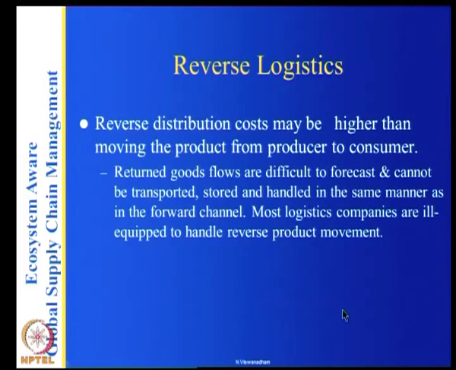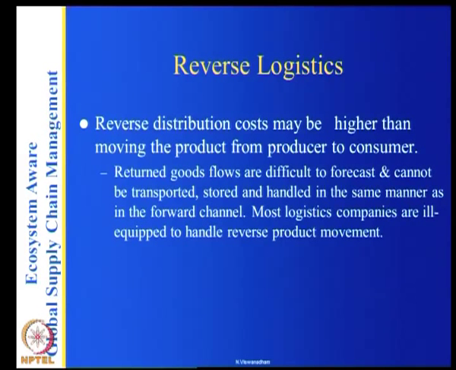And return goods flows are difficult to forecast and cannot be transported, stored and handled in the same manner as the forward channel. In the forward channel, you are talking of finished goods, which are basically to be sold to the consumer. They are well packaged and they are well identified with either RFID tags or labels. But that is the forward channel, it is easy to handle. Most logistics companies are ill equipped to handle the reverse product movement. That's because you don't know where the product is, you don't know who is the manufacturer, and several other issues, because the labels may have gone.